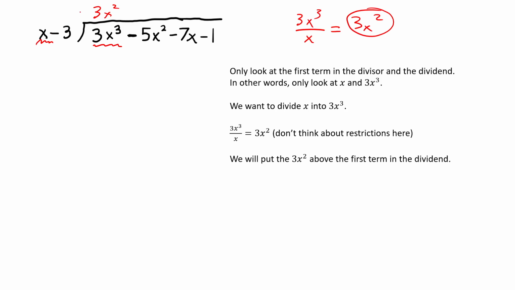Okay? Now, we're going to take that 3x squared that's over that first term and we're going to distribute it back to both. So even though we didn't use that negative 3 a moment ago, we're going to distribute the 3x squared to that negative 3. So 3x squared times x is 3x cubed, and 3x squared times negative 3 is negative 9x squared.